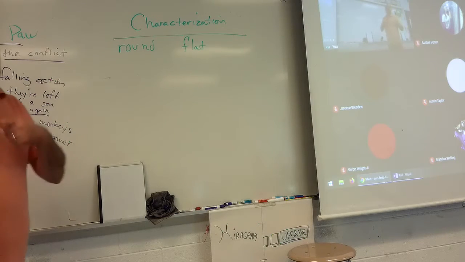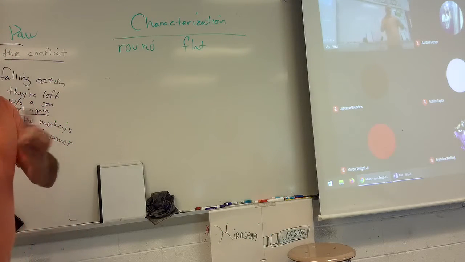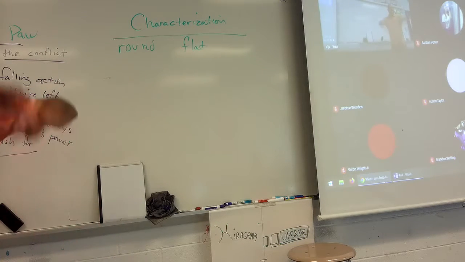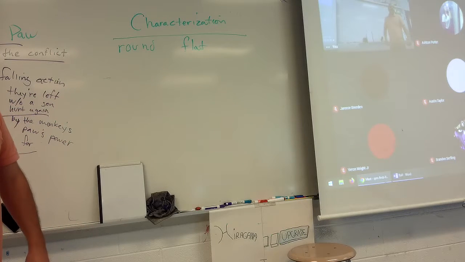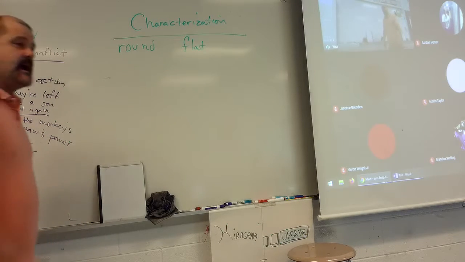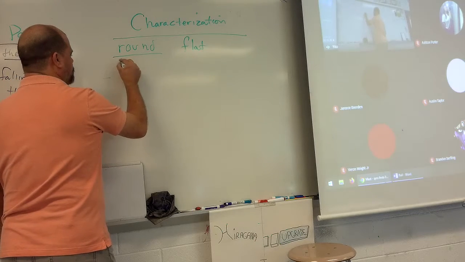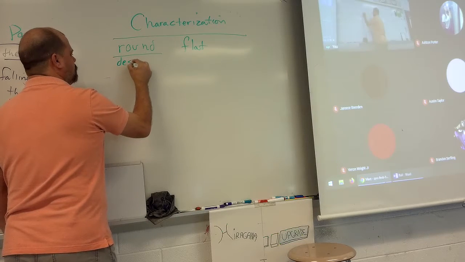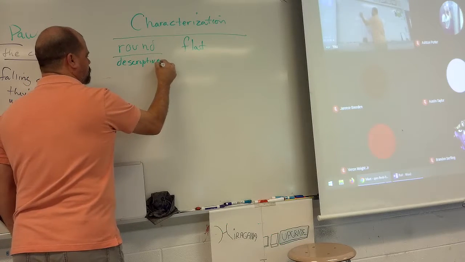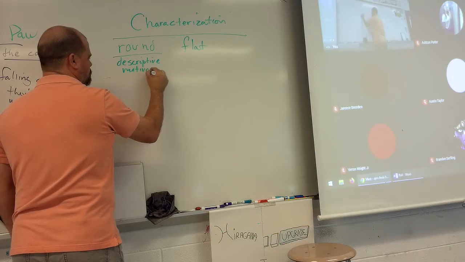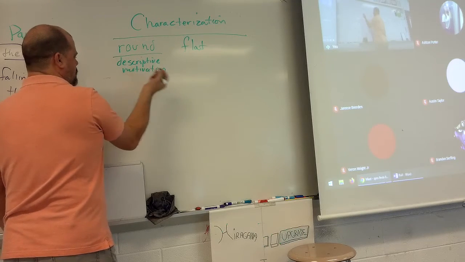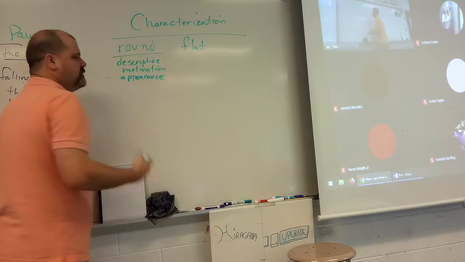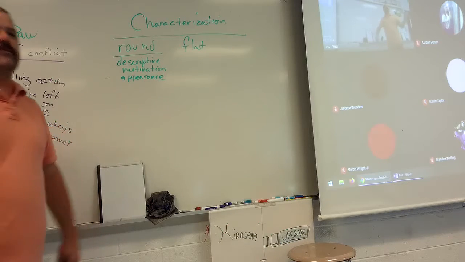Okay, I think you're moving ahead to the next two sets. A round character is really round because it's what? Okay, yeah, very good. So a round character is very, the author is very descriptive. We know motivation. We know the appearance very well. So round characters are very like, wow, we know this, right?